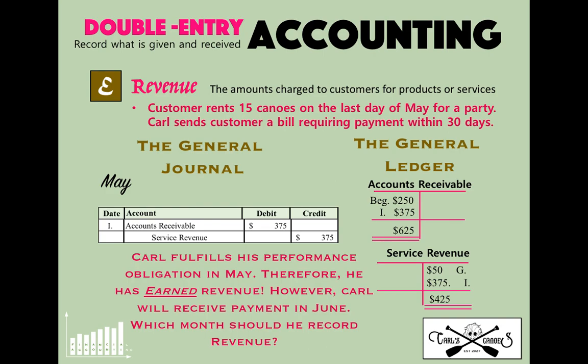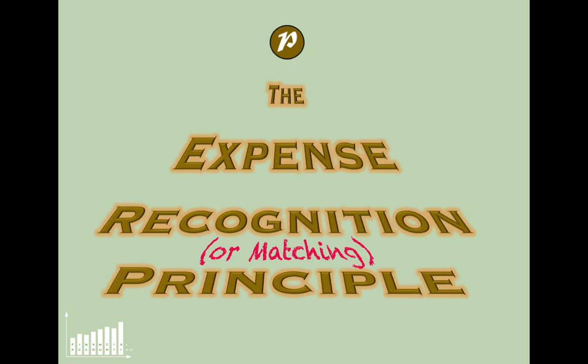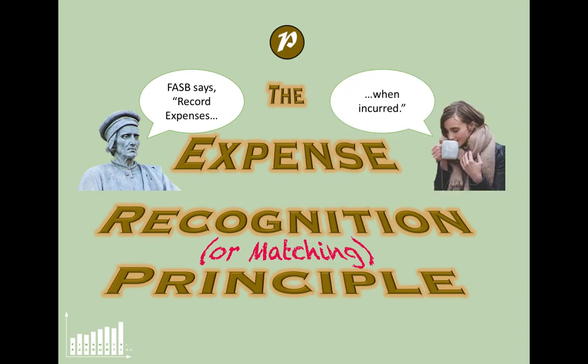Alright, moving forward. On the last day of May, Bunyan's Boat Repairs fixed one of Carl's canoes for $100. Bunyan's Boat Repairs requires payment within 30 days. So Carl's not going to make a cash payment until June. Should repairs and maintenance expense be recorded in May or June? Well, for us to answer this again, we would need to look at the expense recognition principle. FASB says record expenses when they're incurred.